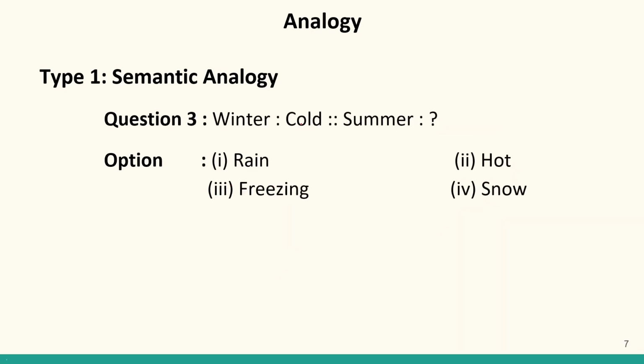Now, winter is to cold and summer is to hot. I can see very clearly that in winter the weather is cold, right? Similarly, in the summer the weather is hot. So the relationship is what type of weather there is in winter and summer. So our answer will be option number 2, hot.